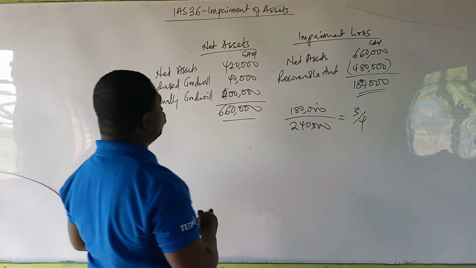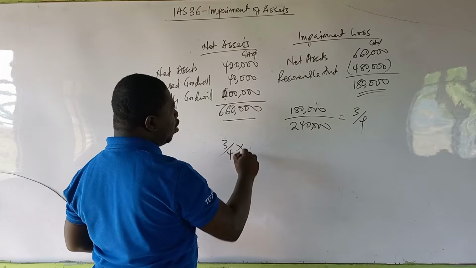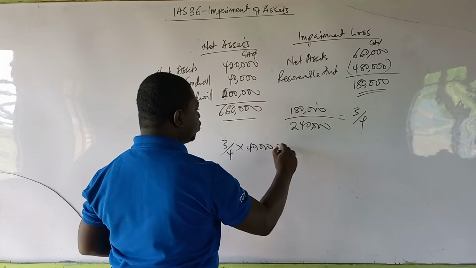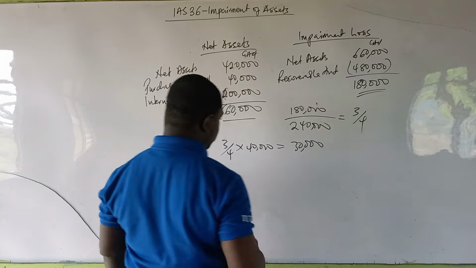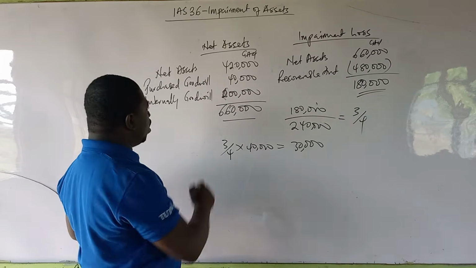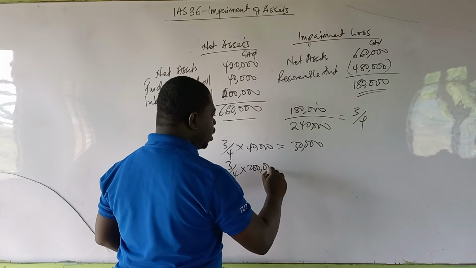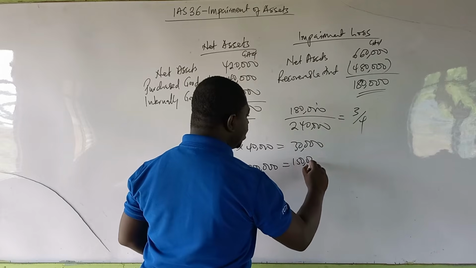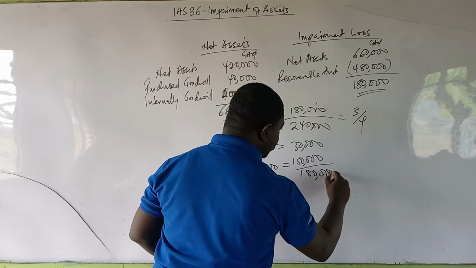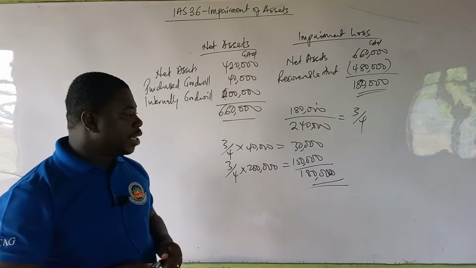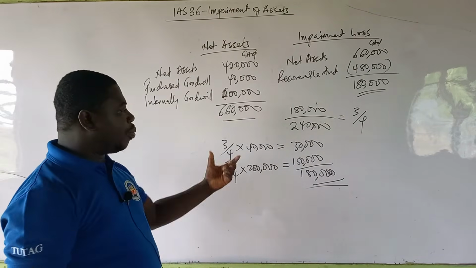To know how much will go out of the purchase goodwill, it will be 3 over 4 times 40,000, meaning that you are taking out 30,000. And to know how much will go out of the internally generated goodwill, it is 3/4 times 200,000, and that gives you 150,000. So you are taking out 180,000 from the value of the asset because it has been impaired, but you are taking them out in the proportion of the existing.